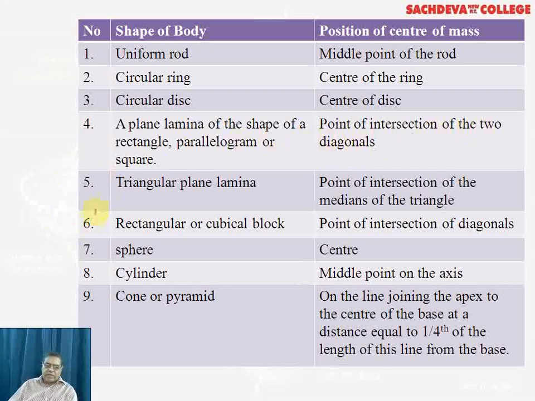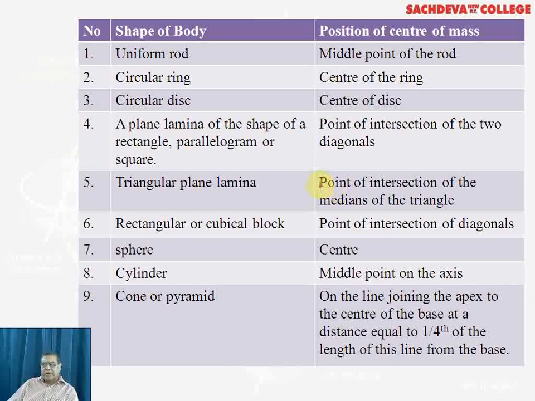Now we come towards the triangular plane lamina. When we speak of a triangular plane lamina, it is any triangle, meaning its sides are unequal. So what we do is the vertex is connected to the opposite side at the middle point, and this particular line which is joining the vertex of the triangle with the middle point of the opposite side is called the median.